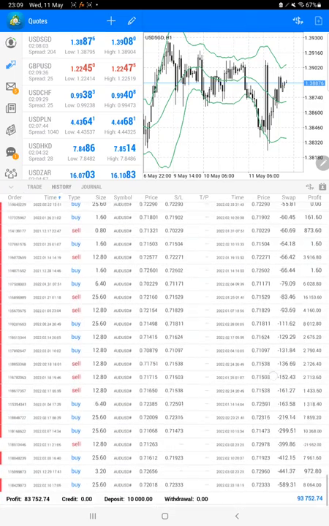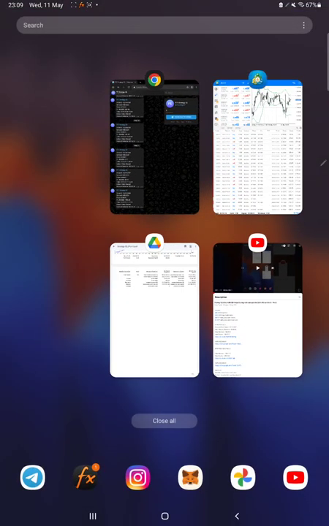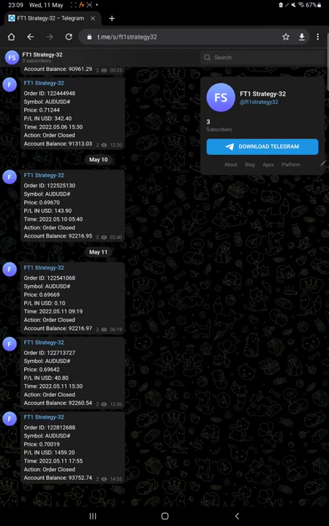And at the bottom we can see the total profit. The current total profit is $83,752. And here is the current balance, which is $93,752. We can also verify the same trades on Telegram, as this strategy is connected with MT4 to Telegram.